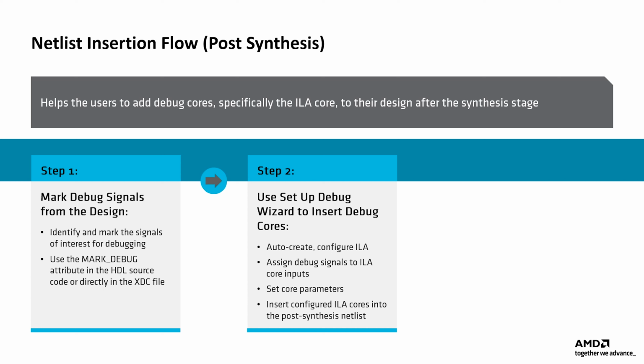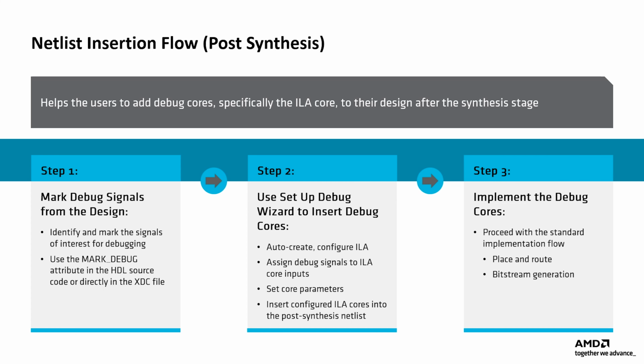It also supports net filtering and name-based searches for precise signal selection. Marked signals are assigned to the ILA core inputs, and for signals crossing multiple clock domains, users can manually override the default selection and choose the desired clock domain to ensure accurate data capture. Core parameters, such as trigger conditions and probe types, for example, data, trigger, or both, are configured during this step. Once the configuration is complete, the wizard inserts the ILA cores into the post-synthesis netlist, and a summary confirms the number of cores added and their associated clock domains.